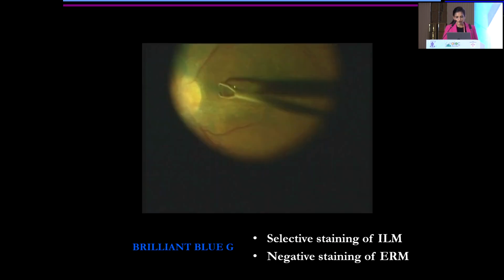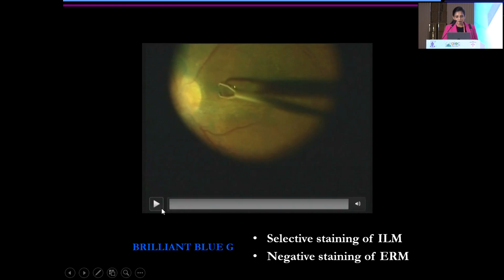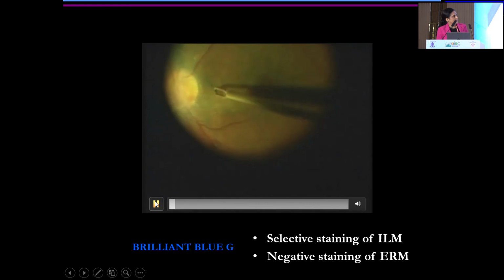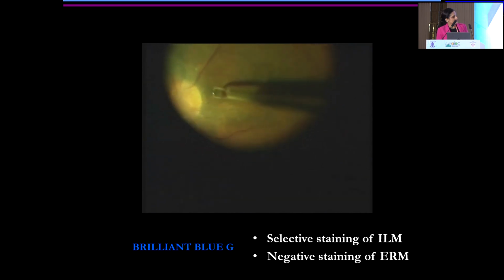Sometimes you can just stain the internal limiting membrane. This is called negative staining of the epiretinal membrane. Here you see that the epiretinal membrane is not stained. It's just the ILM which is stained. And then you can pull it off.